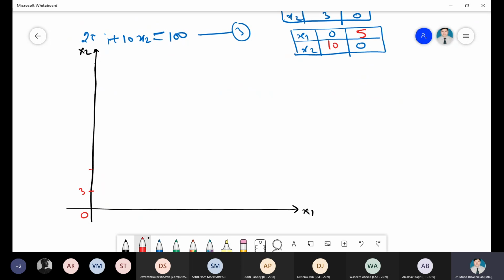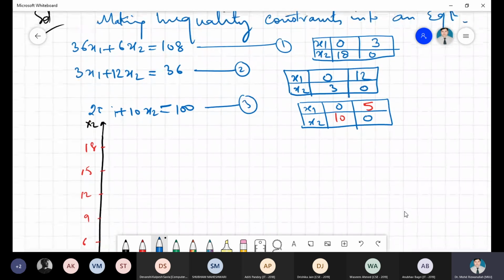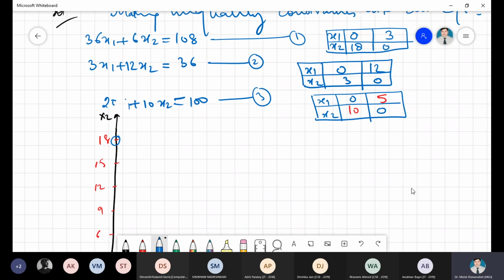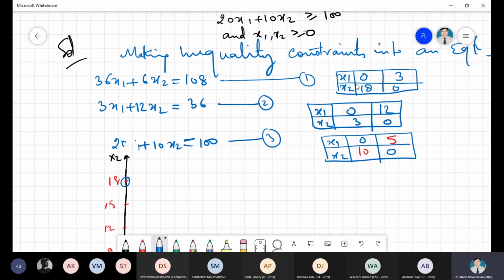3, 6, 9, 12, 15, 18. 3, 6, 9, 12, 15, 18, 21. Fine. So when you draw the graph, what is the point there? 0, 18 and 3, 0. So 0, 18 is the point, and 3, 0.